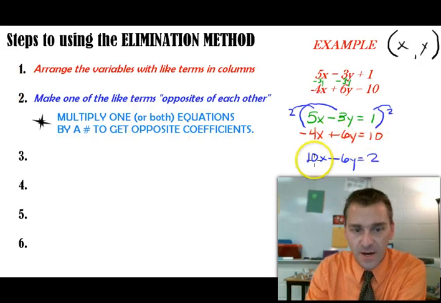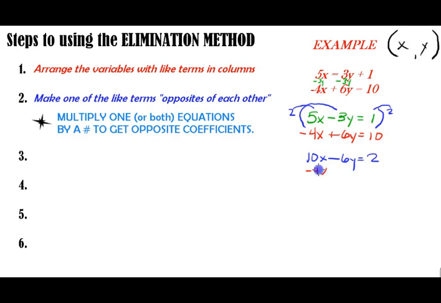Now let me just rewrite the second equation. I haven't done anything with that second equation yet. Sometimes that happens. That's okay. But the point, again, for me multiplying by a 2 is because now I have these guys opposites of each other. And here's what's beautiful.